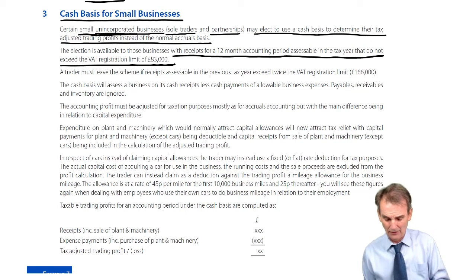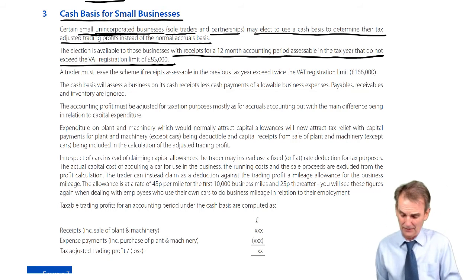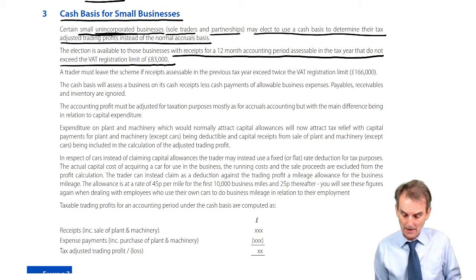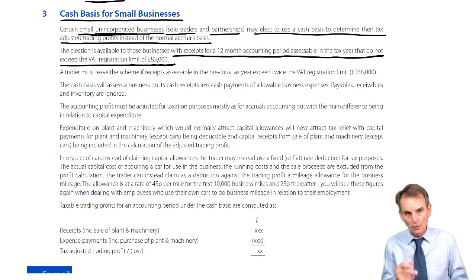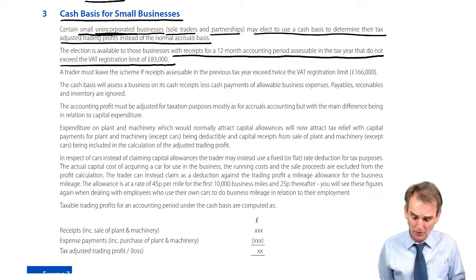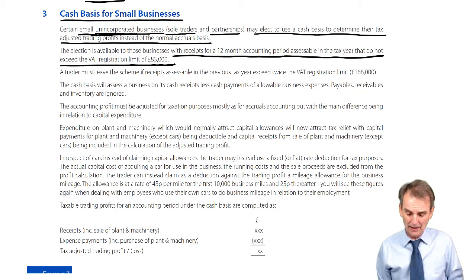So there's your level of turnover, your level of sales here, which happens to be the VAT registration limit, something we'll talk about more in the VAT chapter right towards the end of this particular set of notes on the course. So your sales there, the receipts that you're talking about, do not exceed that level of £83,000 and you're unincorporated.